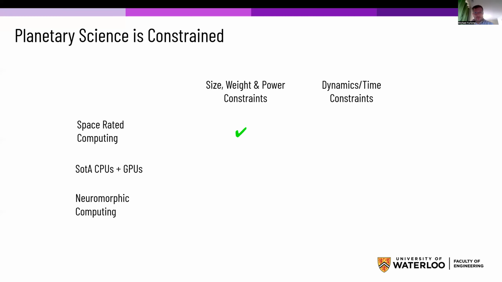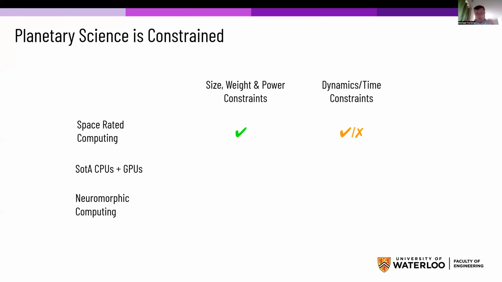Now, space-rated computing, these would be your rad-tolerant, your rad-hard computers. They've been designed to fit into these size, weight, and power constraints, and they certainly do the job. And from the dynamics or time constraints point of view, I'm going to say, yes and no. Yes, in the sense that these are the workhorse systems that are engaged in control in high-speed operations, right? These are the systems being used in missions today, and they are meeting the requirements placed on the vehicles.